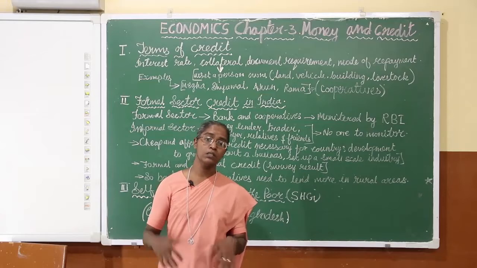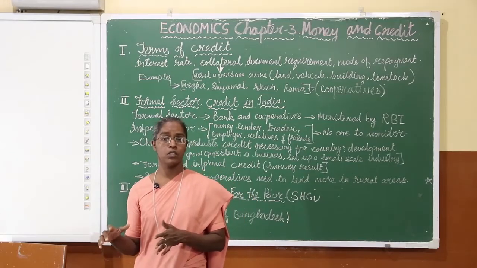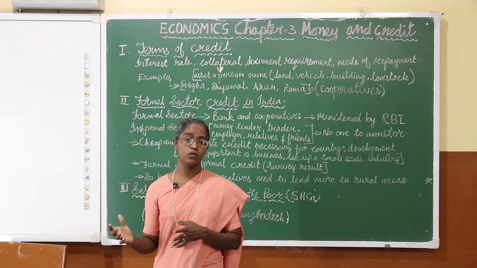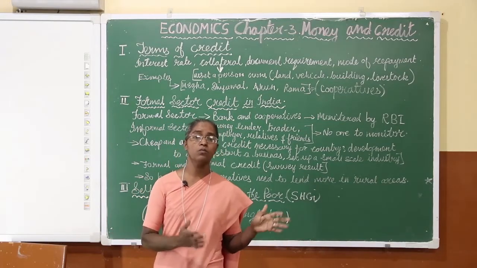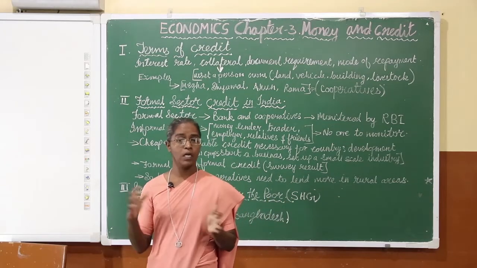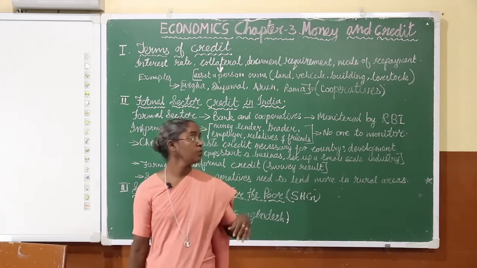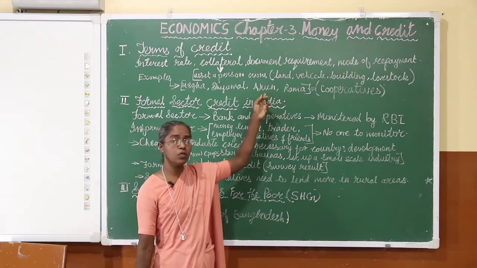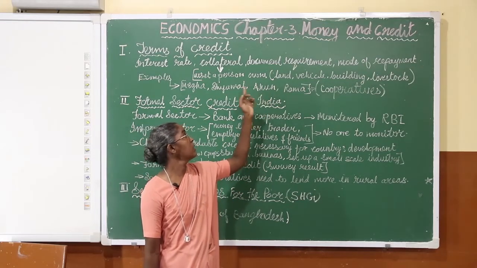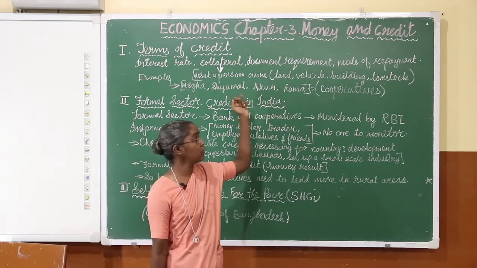And also he takes another loan for the cold storage, for storing things, and the bank is ready to give because he has already taken a loan and he is paying back this loan through the produce. So Arun is getting benefited, whereas Shyamal is not getting benefited.